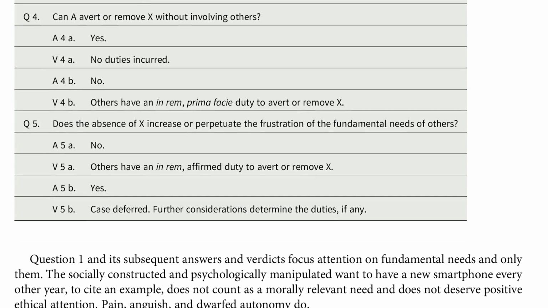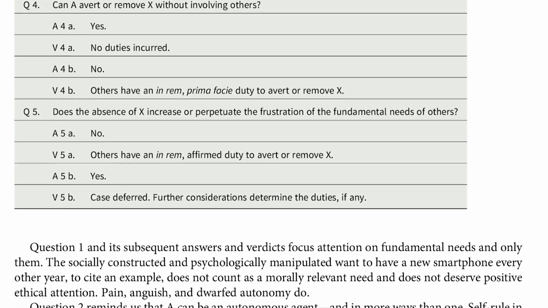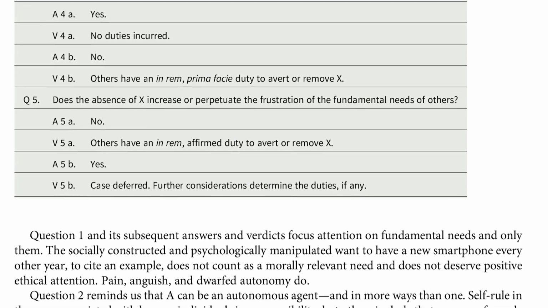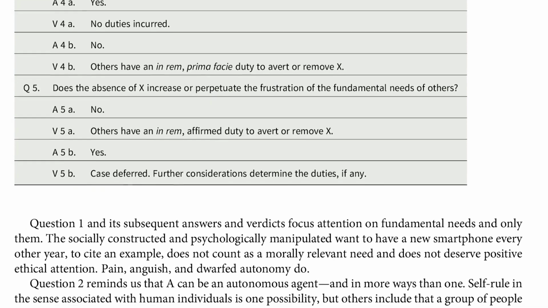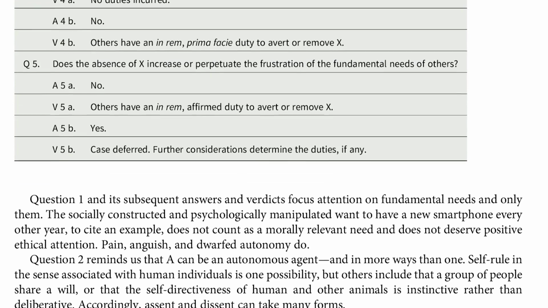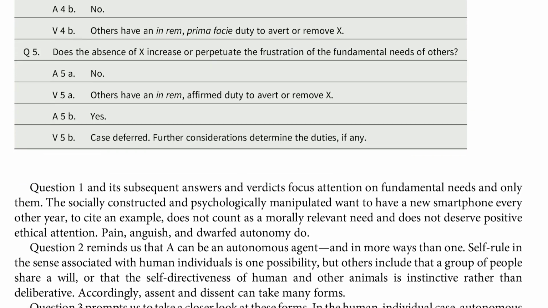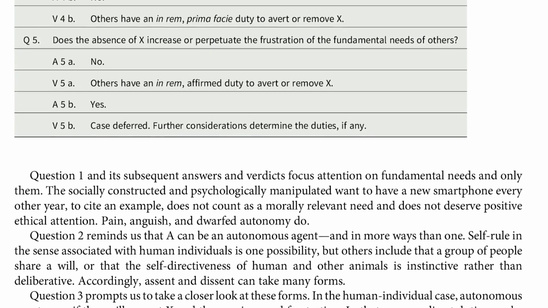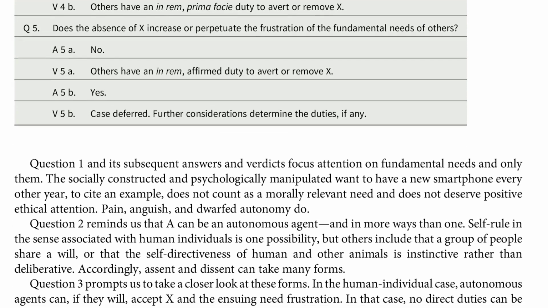Question 1 and its subsequent answers and verdicts focus attention on fundamental needs and only them. The socially constructed and psychologically manipulated want to have a new smartphone every other year, to cite an example, does not count as a morally relevant need and does not deserve positive ethical attention. Pain, anguish, and dwarfed autonomy do.